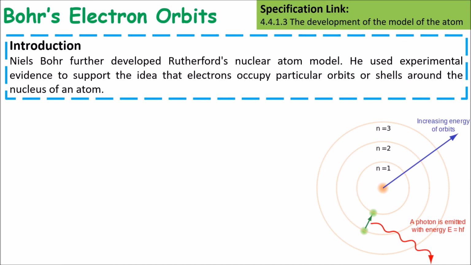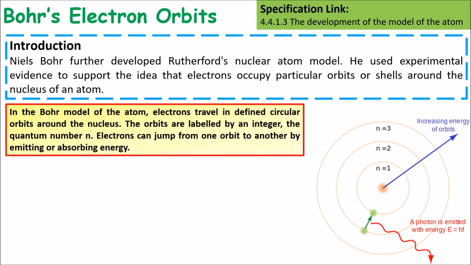Niels Bohr further developed Rutherford's nuclear model. He used experimental evidence to support the idea that electrons occupy particular orbits or shells around the nucleus of the atom. So in the Bohr model of the atom, electrons travel in defined circular orbits around the nucleus. The orbits are labelled by an integer, a quantum number n. Electrons can jump from one orbit to another by emitting or absorbing energy.